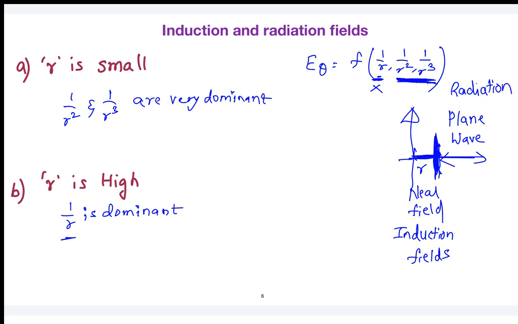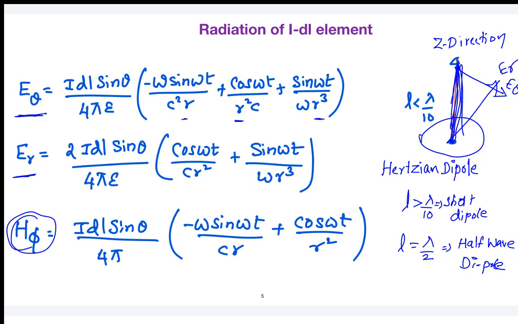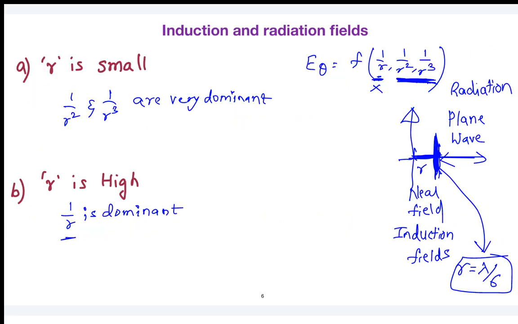The transition is said to be at r equal to lambda by 6. If you do the mathematics, at r equal to lambda by 6, the induction field, considering the two terms, and the radiation field, considering the one term, are going to be equal. So there is a transition at r equal to lambda by 6. When r is lesser than lambda by 6, the conclusion is simple: it is said to be the near field. And when r is greater than or equal to lambda by 6, you can call it the far field.